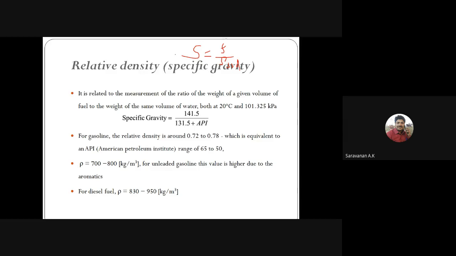For the gasoline, the relative density is around 0.72 to 0.78, which is equivalent to the API index. The American Petroleum Institute has a different grading. So the relative density for the gasoline is 0.72 to 0.78, which is equivalent to 65 to 50 API. Then the density is around 700 to 800 kg per meter cube for the unleaded gasolines. And for the diesels, the density will be 830 to 950 kg per meter cube.